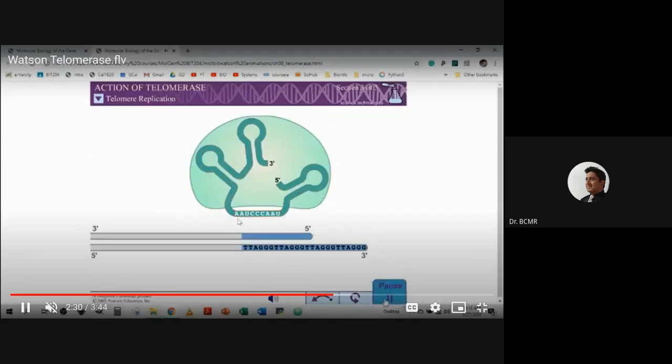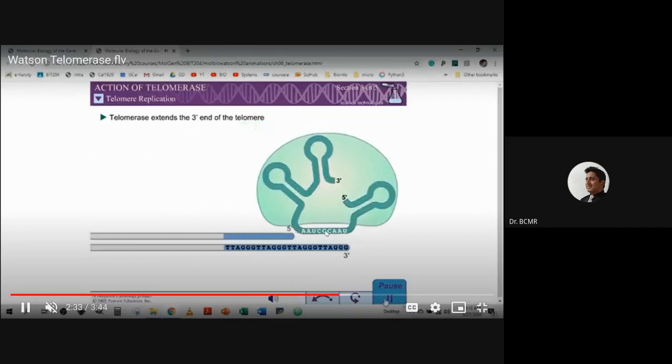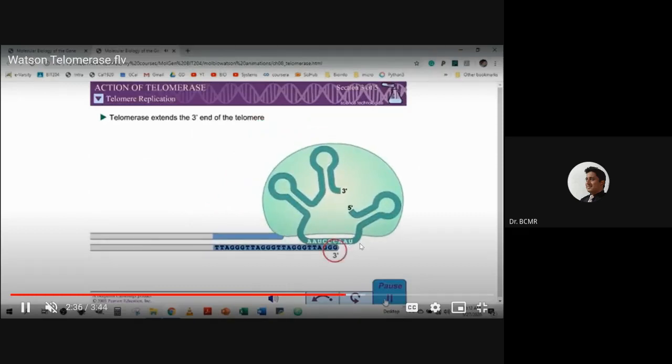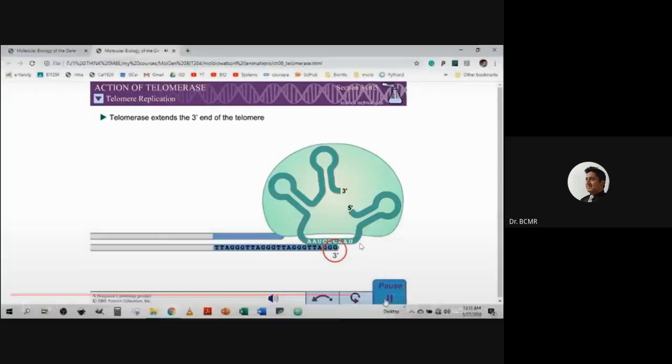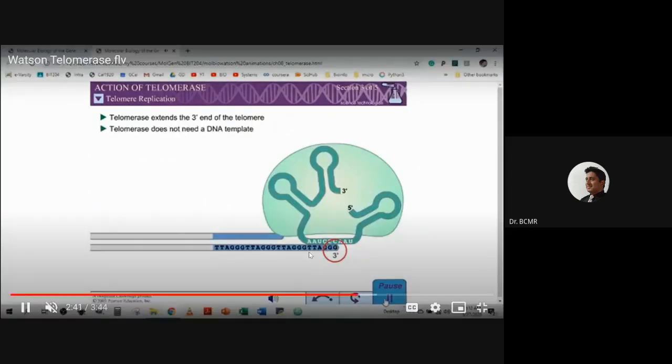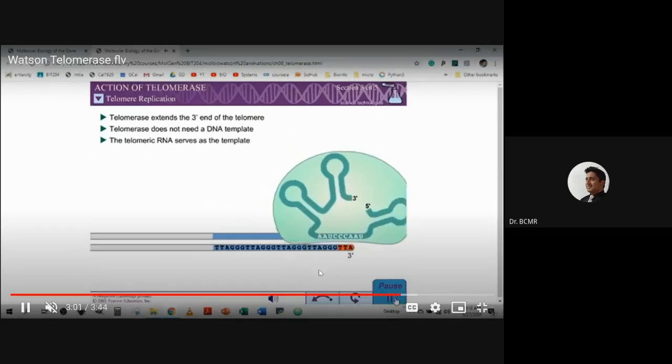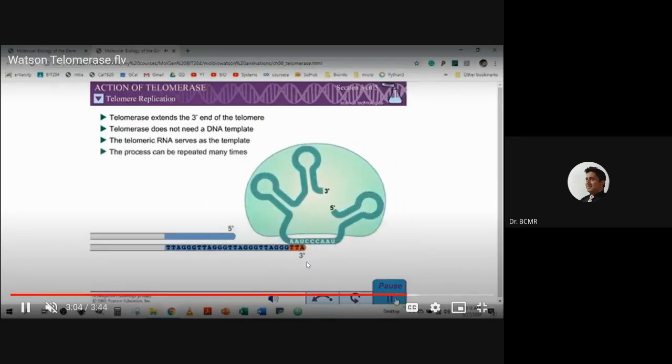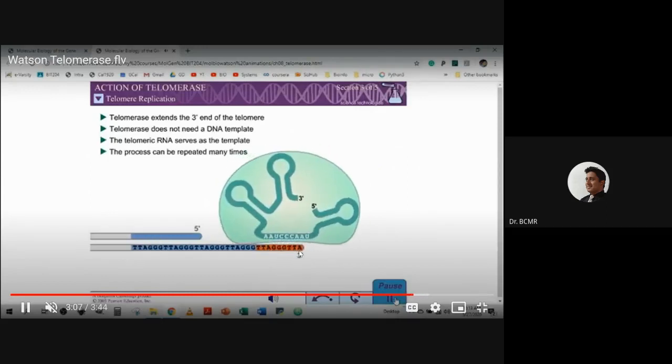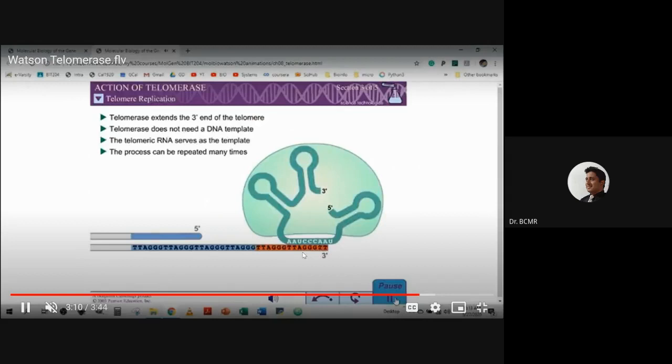I want you to also appreciate the structure of the template. AAU, CCC, AAU. I don't want you to mug up the sequence. I want you to see the design of the sequence. AAU, C, and CCC, AAU. Yeah. So it slowly synthesizes the complementary strand. And what does it do? Next step is called translocation. It lifts up and moves further. See how it is moving? Something like this. It binds here. And now it synthesizes this part. Again, it translocates. It's a beautiful mechanism.